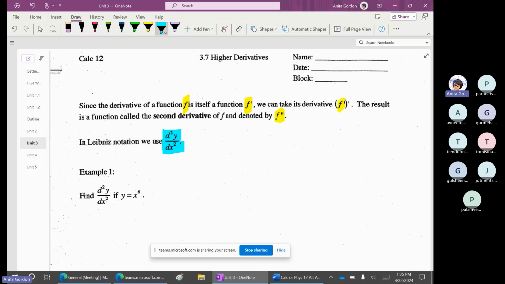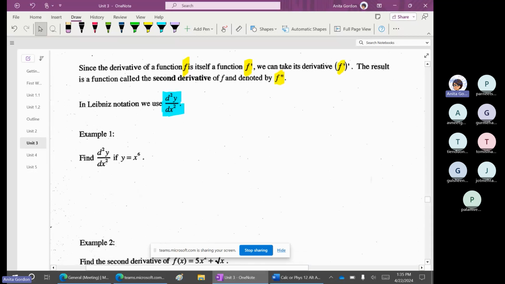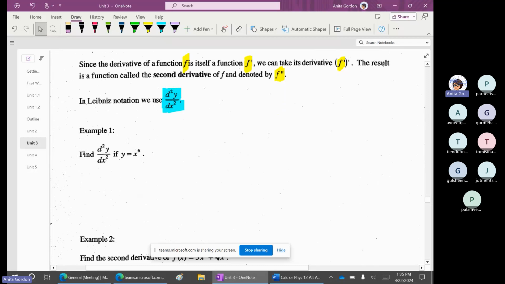Okay, so Leibniz notation uses the d by dx notation, and it uses a number to represent how many times we've taken the derivative. So if you see a little 2, then we have taken the second derivative. If it's a 3, you take the third derivative, and so on. Okay, the rules that we have learned still apply. We just do one derivative at a time, and we just keep on going.